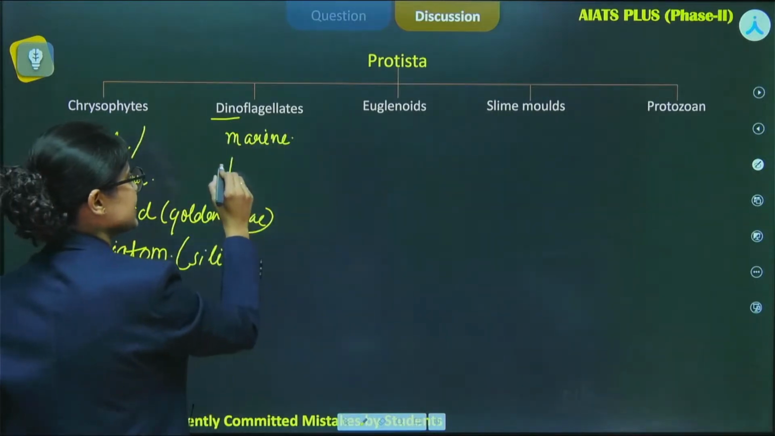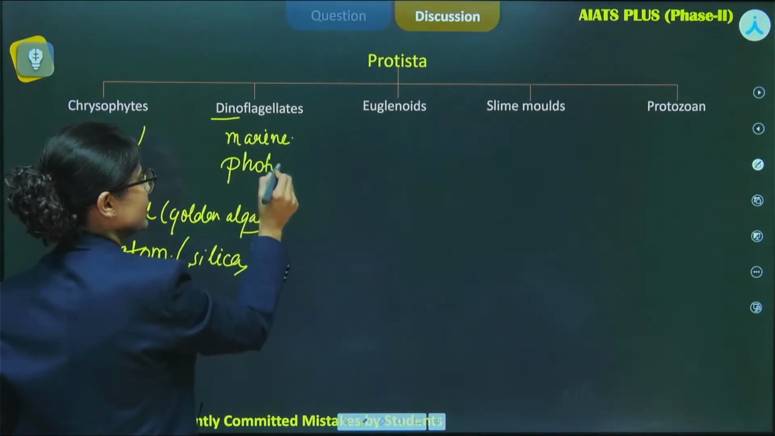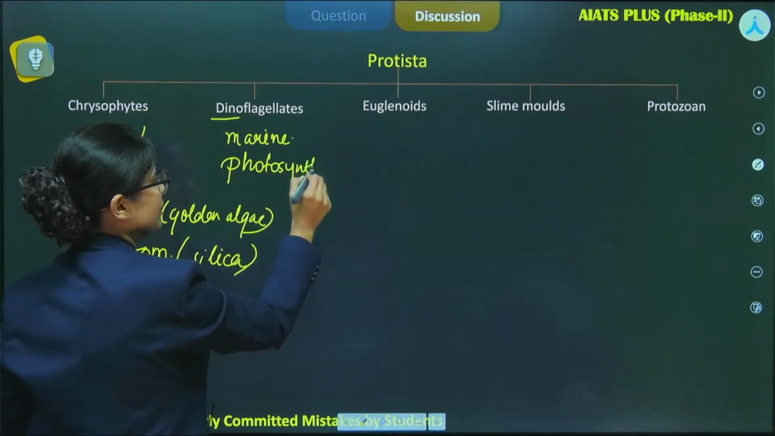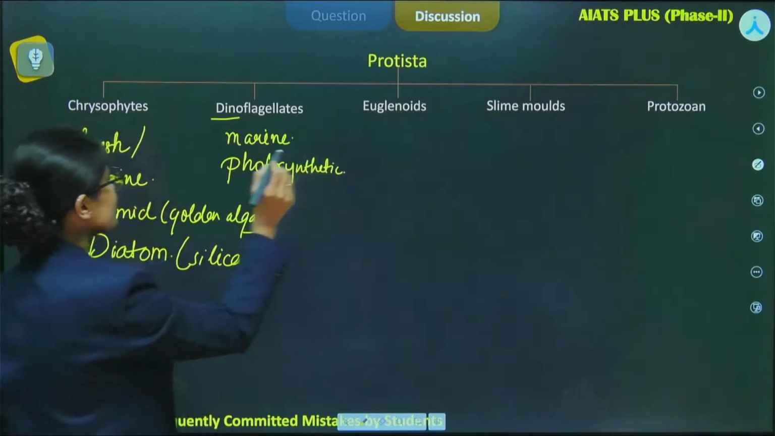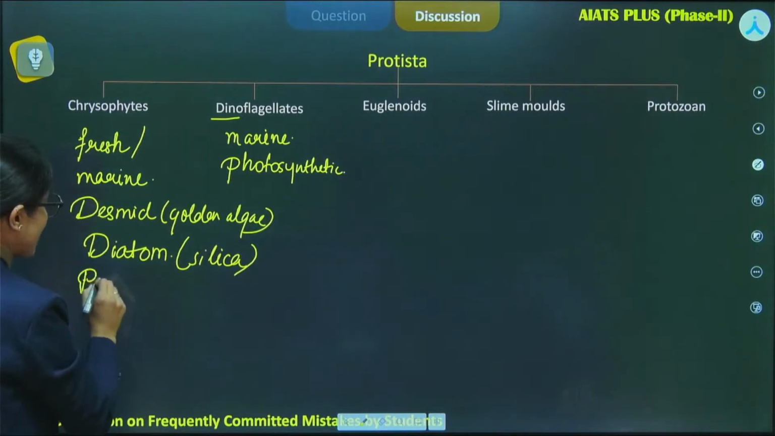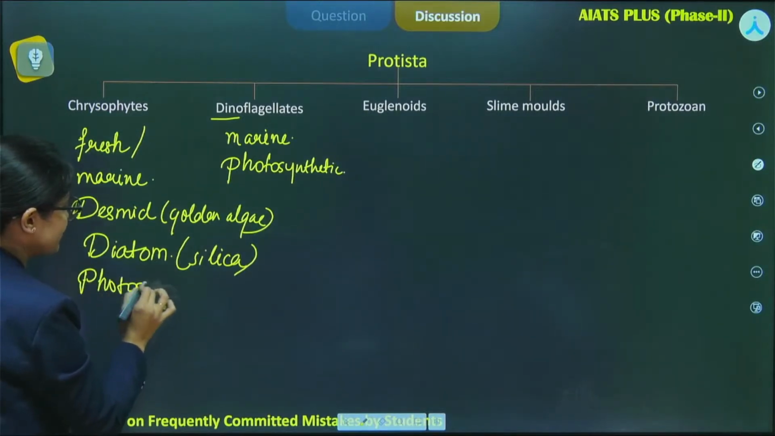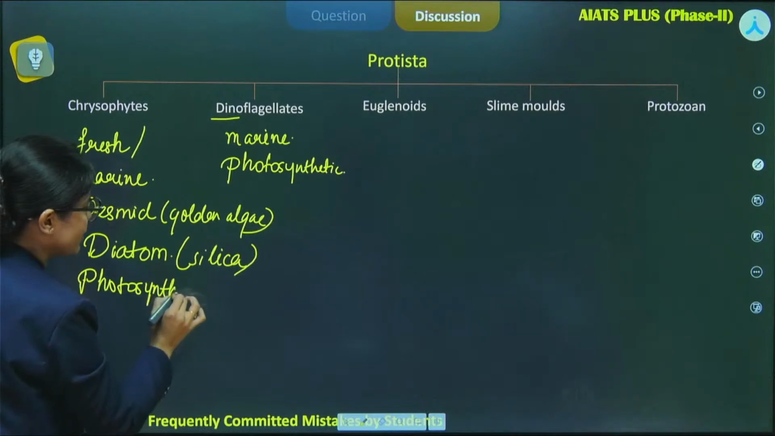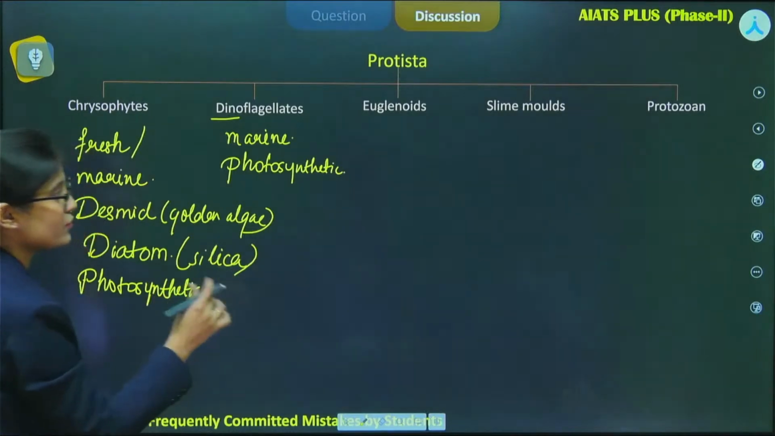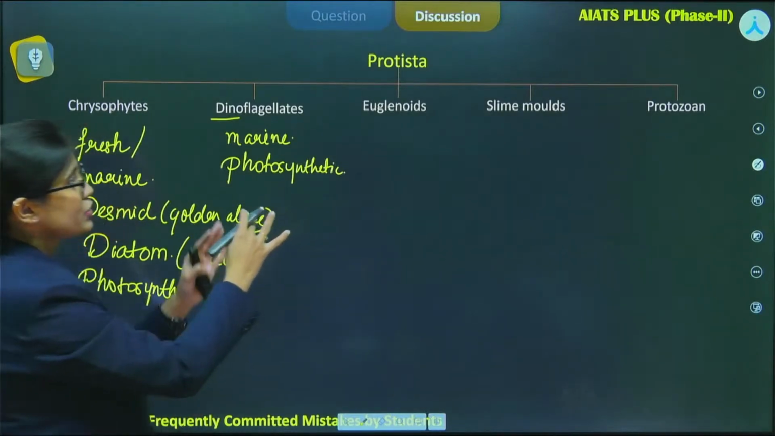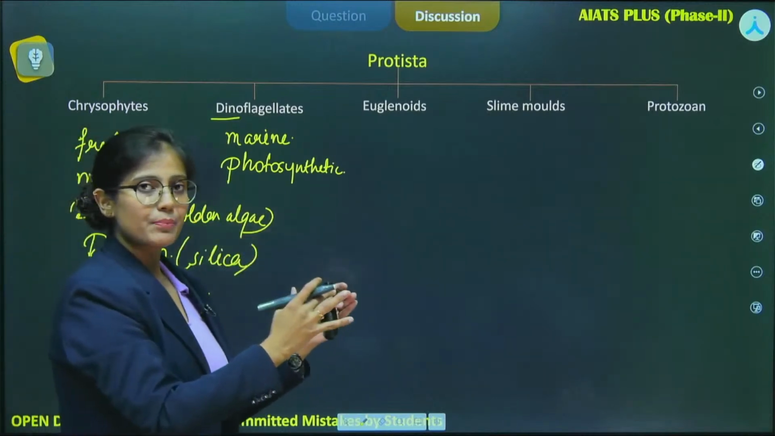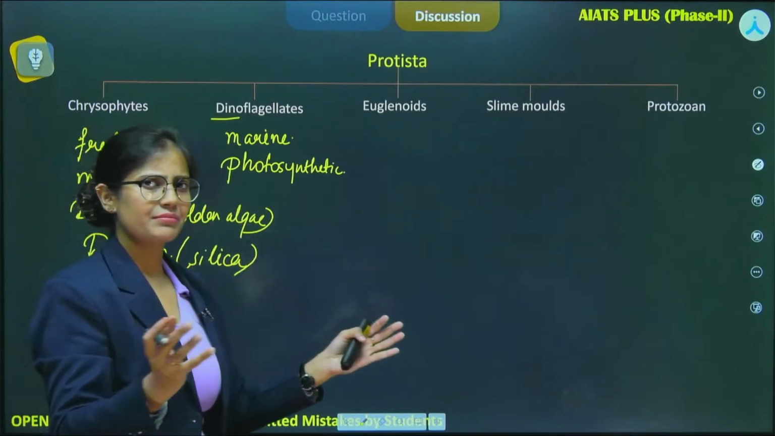And they are photosynthetic. In chrysophytes also, these organisms are photosynthetic. That means they have photosynthetic pigments which can perform photosynthesis. Due to the presence of different colored compounds, they appear yellow, brown, green, or red.